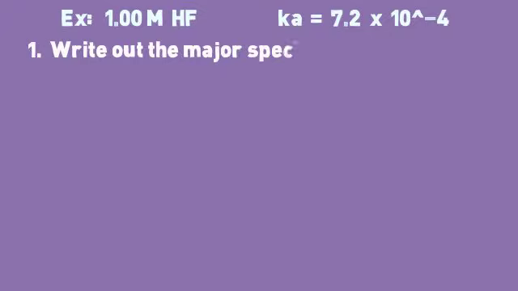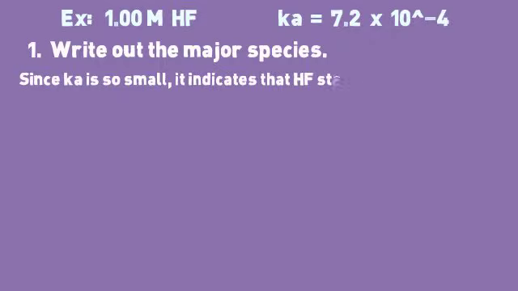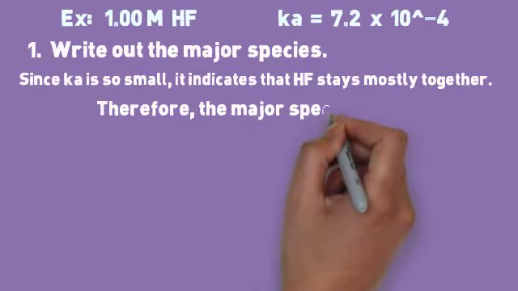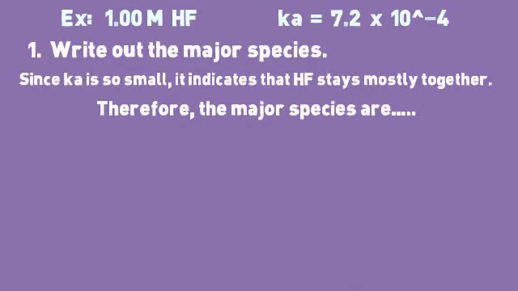You already know to write the major species. HF is a weak acid. It's not on the strong acid list. So since Ka is so small, the dissociation is so tiny, it indicates that HF stays mostly together when it's tossed in water. Therefore, the major species must be just HF and water.